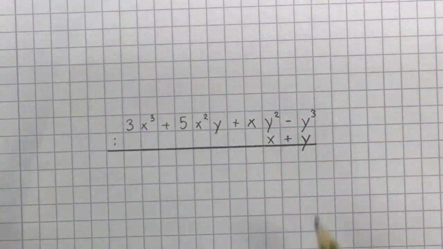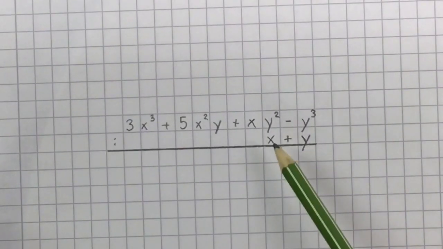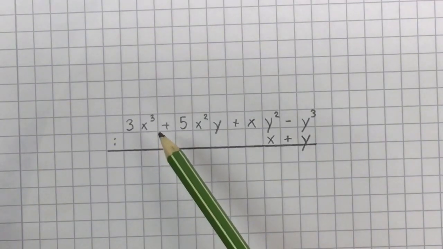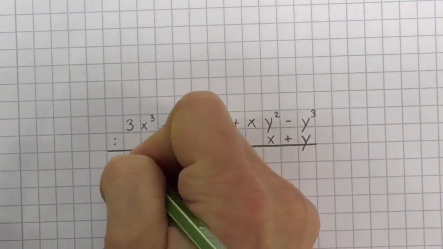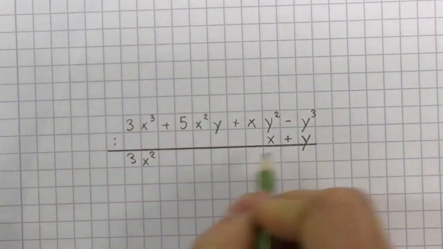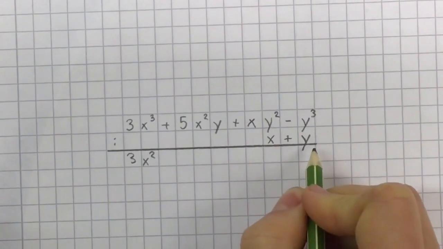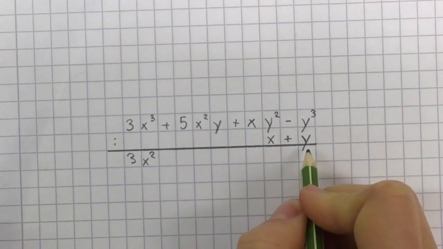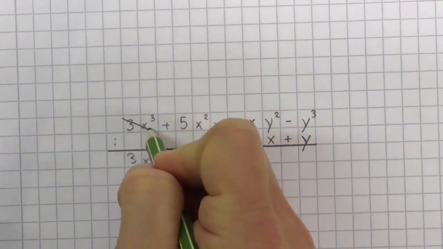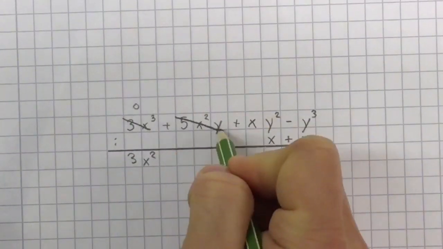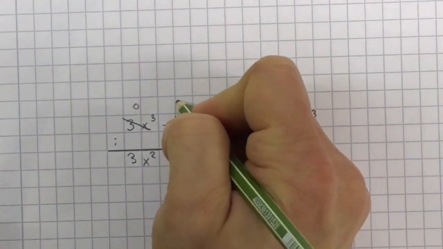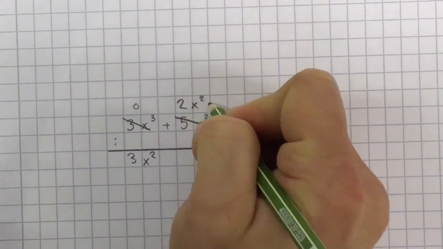So, same principle. What do I have to multiply x with to get 3x to the power of 3? Well, 3x squared. 3x squared times y is 3x squared y, and that's going to affect this partial remainder. This is already 0. This is going to change. It's going to be reduced by 3x squared y, so we have 2x squared y left.